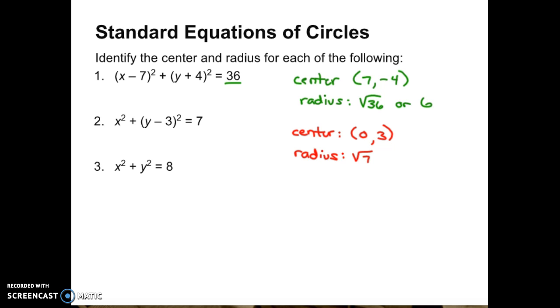Okay, number 3. There's nothing that you are subtracting away from either one, so your center is the origin, which is 0, 0. And your radius, again, is the square root of the last number. If you were to make a tree, you would see that that would simplify down to 2 radical 2. So again, pretty easy once you have an equation to find the center and the radius of the circle.